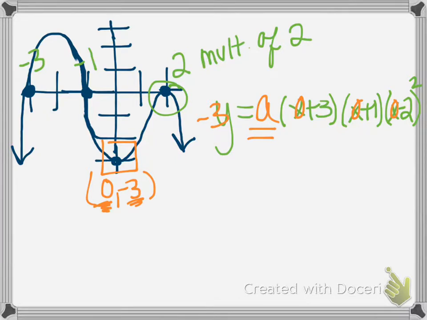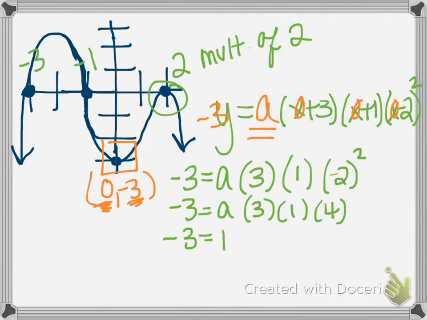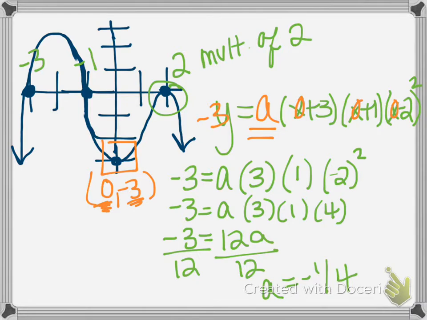So it's going to look like this. Negative 3 equals a times 0 plus 3, which is 3, 0 plus 1, which is 1, 0 minus 2, which is negative 2, but keep in mind we have to square it. So that becomes 3 times 1 times 4, which is 12. So we have negative 3 equals 12a. I'm just going to flip the sides of 12 and a. Now we just solve for a by dividing by 12. So a equals negative 1/4.